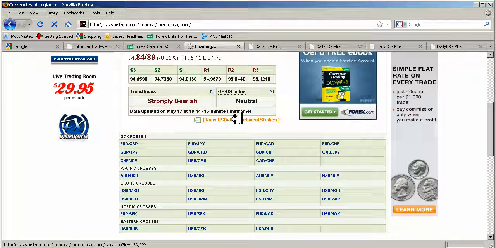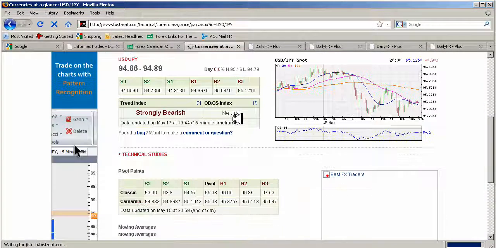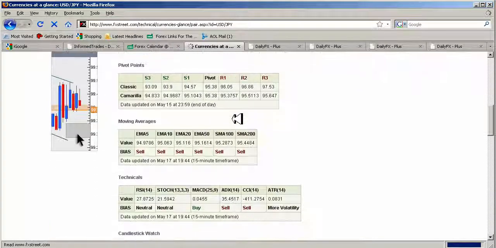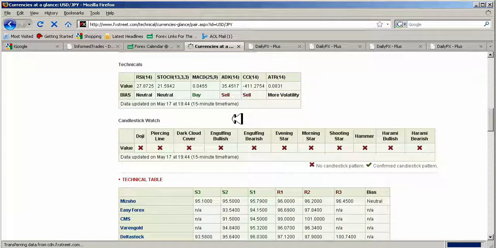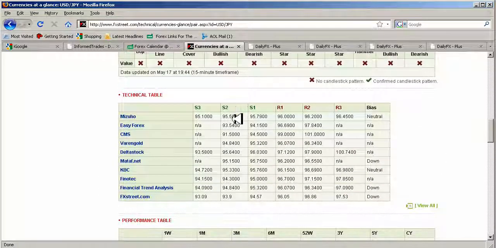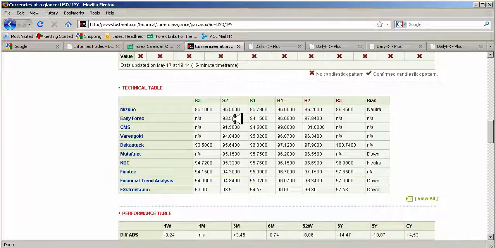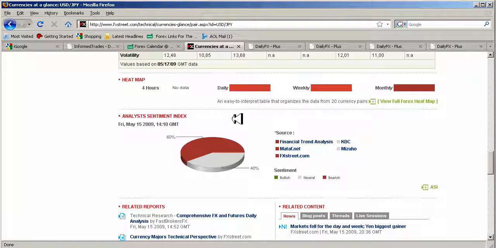and then if we click on the US dollar yen technical studies, then this shows us a variety of further information, including the full pivot points, both classic and Camarilla, moving averages, whether they're indicating a buy or a sell, other technicals, RSI, stochastics, MACD, ADX, CCI and ATR, and also gives an indication of candlesticks that are appearing on a 15-minute chart. So there's a whole heap of information here, which is all quite useful information to determine or to help to understand where the trades are going to go.